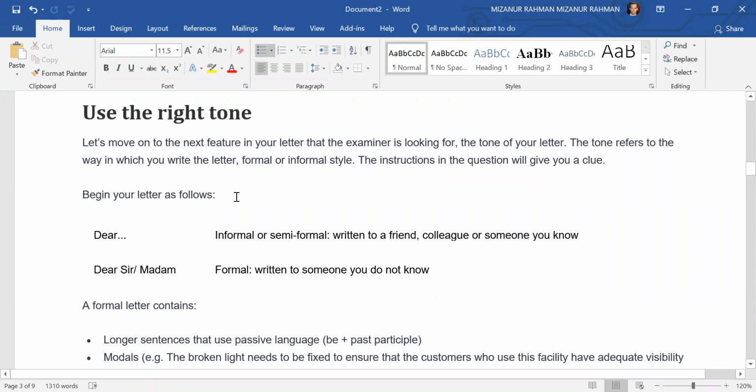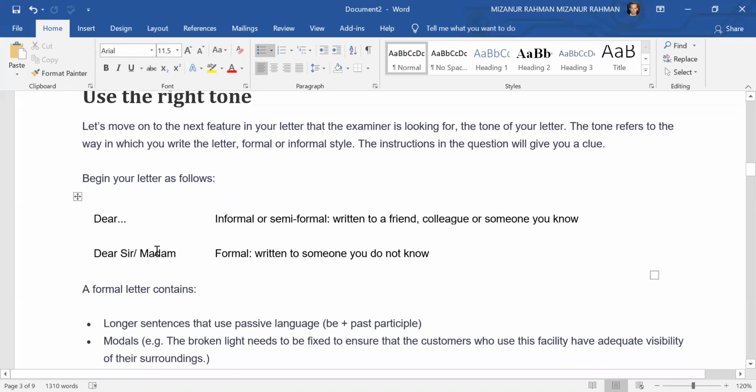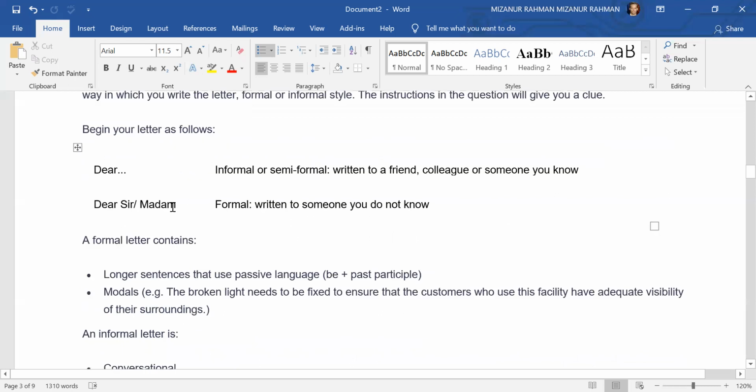When you're writing in a formal way, the words should be formal. When you're writing in an informal way, the words should be informal. So today we will give you a chart of formal words and informal words that your letter might contain. Begin your letter as follows: Dear, informal or semi-informal, written to a friend, colleagues, or someone you know. Now, if it is a formal letter, then of course, Dear Sir or Madam. Dear Sir or Madam, formal, written to somebody you don't know.